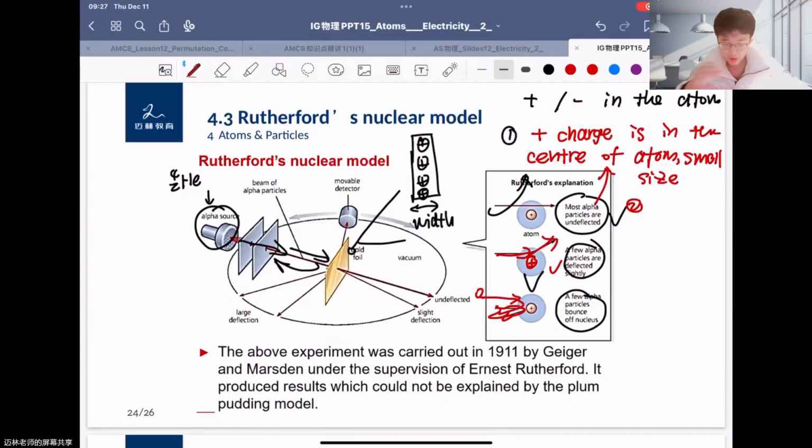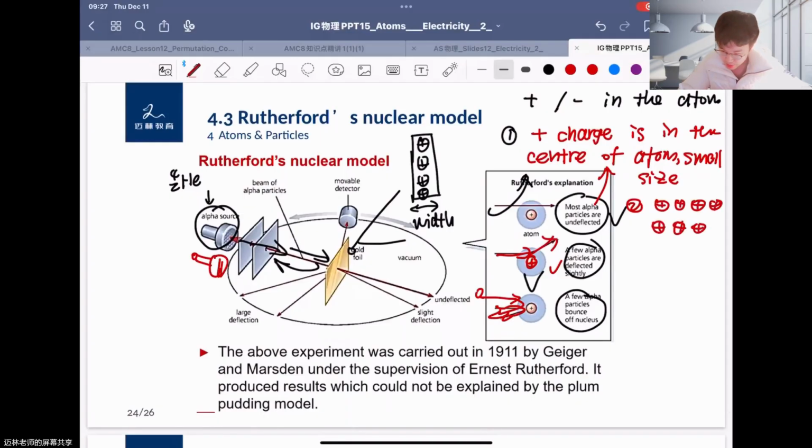Okay, so you can also change the alpha source, its direction and also its position. You can find maybe here it changes to another position, and you can also do this experiment. And you can find all the particles are arranged this way. Okay, these are the positive charge.